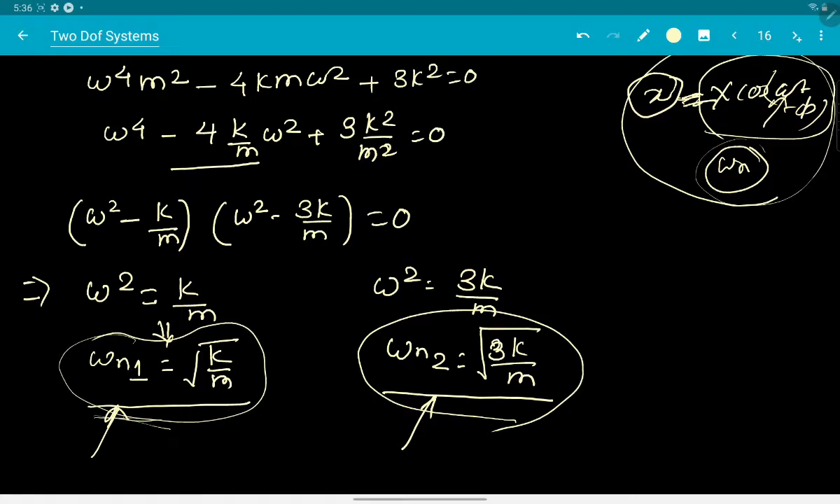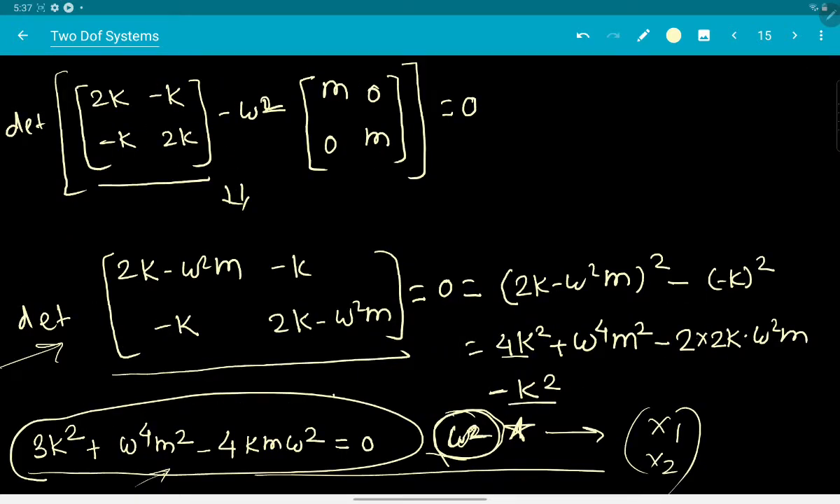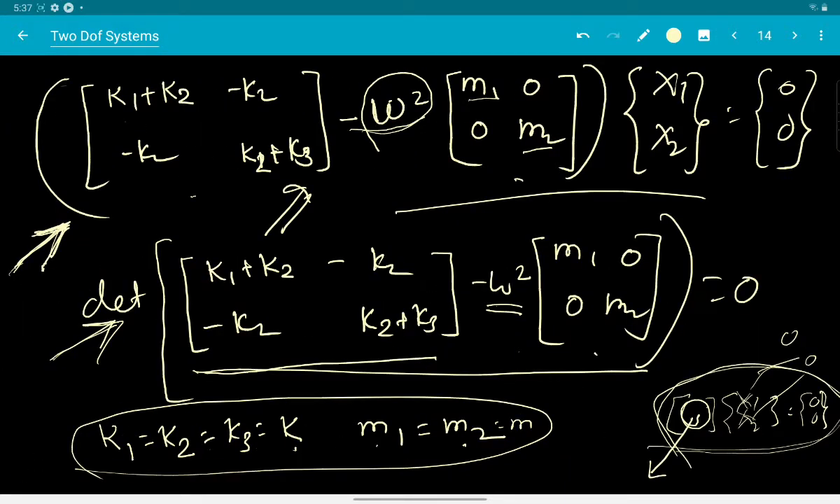Now let's see what happens to x1 and x2 for each one of these two omegas. Let me go to the next page and try to derive what happens to x1 and x2. I'll once again look at this. Yes, this is the equation.